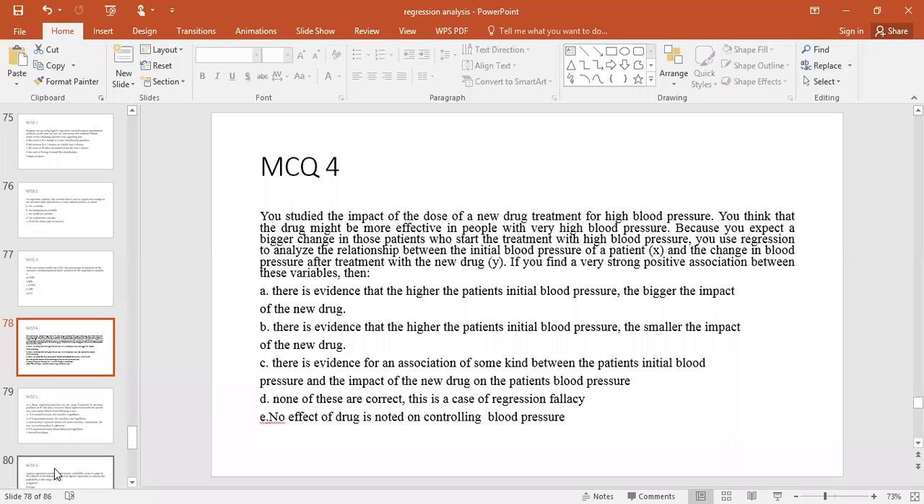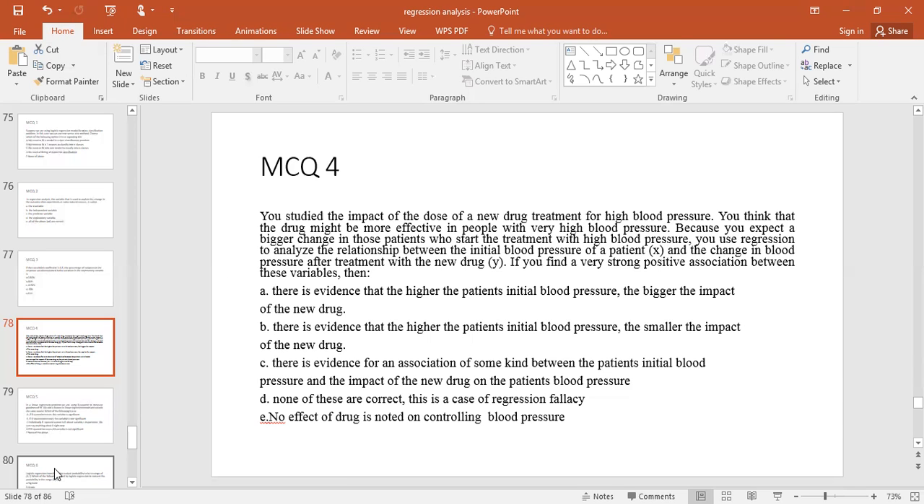You studied the impact of the dose of a new drug treatment for high blood pressure. You think that the drug might be more effective in people with very high blood pressure. Because you expect a bigger change in those patients to start the treatment with high blood pressure, you use regression to analyze the relationship between the initial blood pressure of a patient and the change in blood pressure after treatment with the new drug. If you find a very strong positive association between these variables, then alpha, there is evidence that the higher the patient's initial blood pressure, the bigger the impact of the drug. Beta, there is evidence that the higher the patient's initial blood pressure, the smaller the impact of the drug.